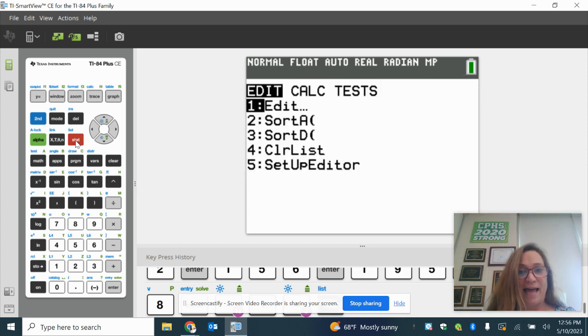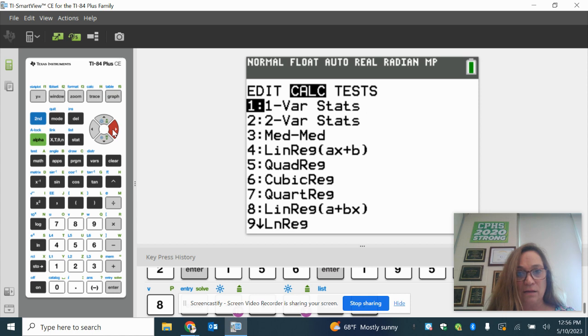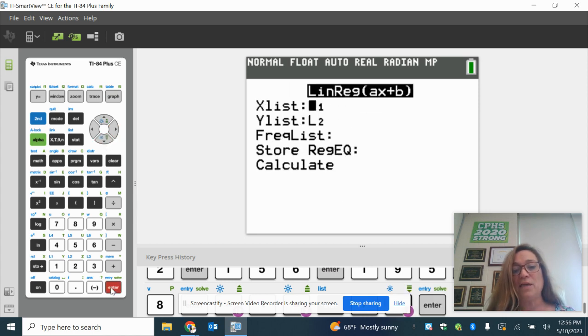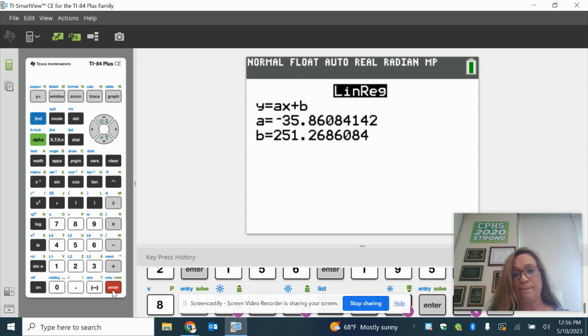So then I hit Stat, Calc, Linear Regression. Okay, you want to make sure your X list is where you typed your data, your Y list is where you typed your data. You can store the regression equation if you want because you're going to look at the graph. I'm not going to look at the graph. I'm just going to calculate it. Okay, so that's the equation, and you would probably round to the nearest tenth, but make sure you read what it says. So the equation is y equals negative 35.9x plus 251.3.